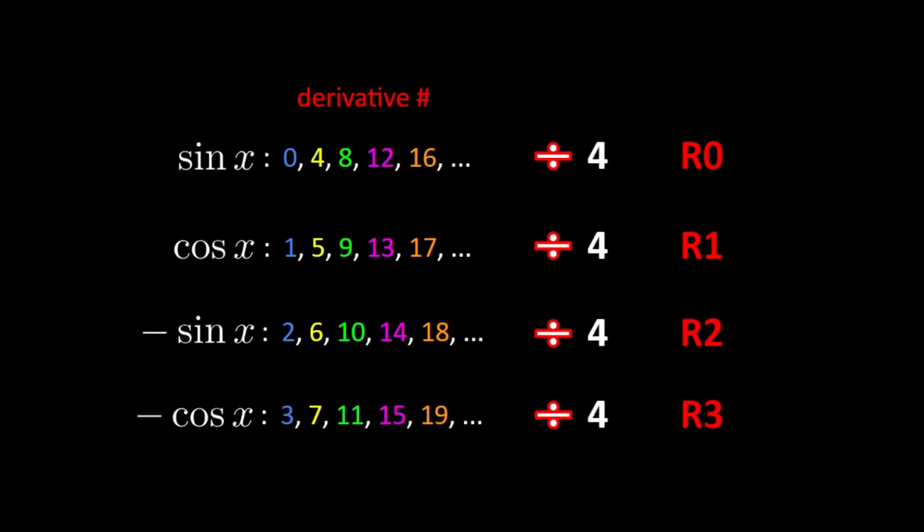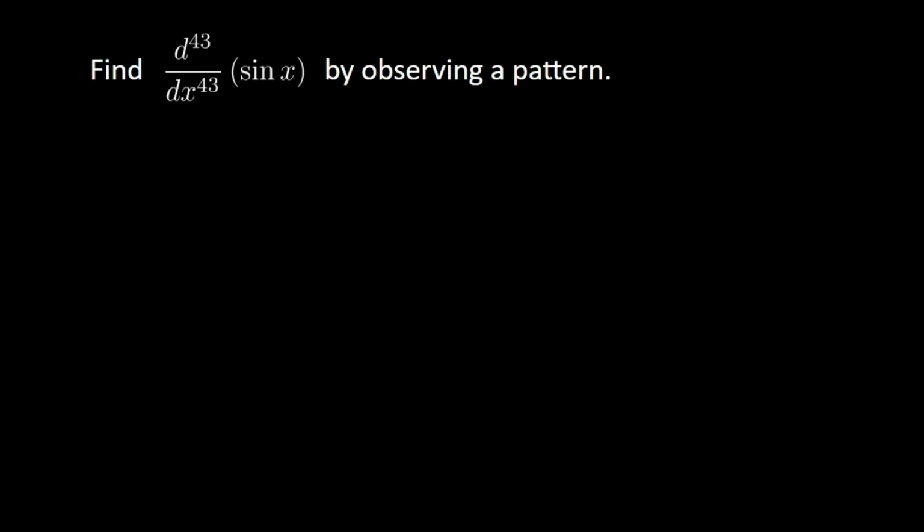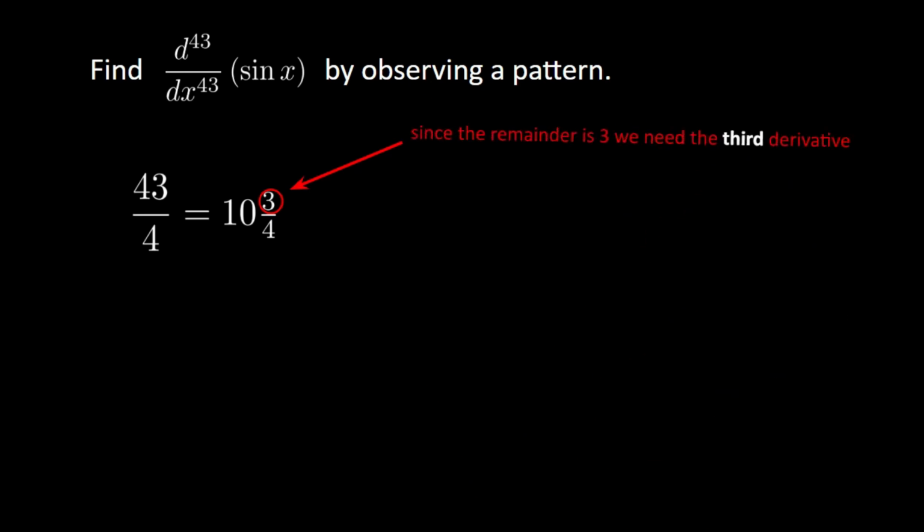And if your remainder is 3, you need the fourth derivative of sine of x. So let's look at that in an example where we'll differentiate sine of x 43 times, and not physically doing that, try to determine what the 43rd derivative of sine of x would be. So we take the number 43 and divide it by 4, and we realize it goes in 10 times evenly, but with a remainder of 3, and that's really all that we care about. And remember, we're dividing by 4 because we have determined that this is a four-part cycle. And since that's the remainder of 3, we just need the third derivative of sine of x.